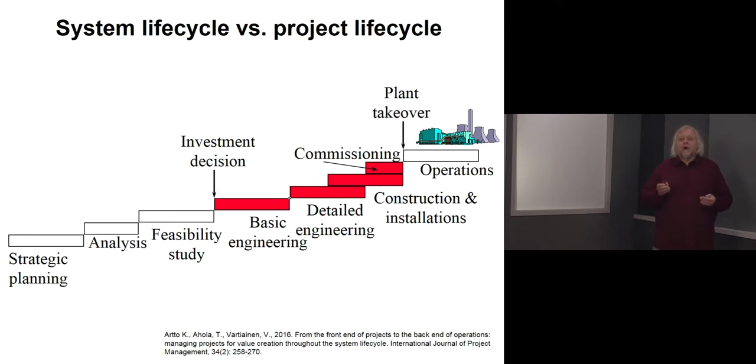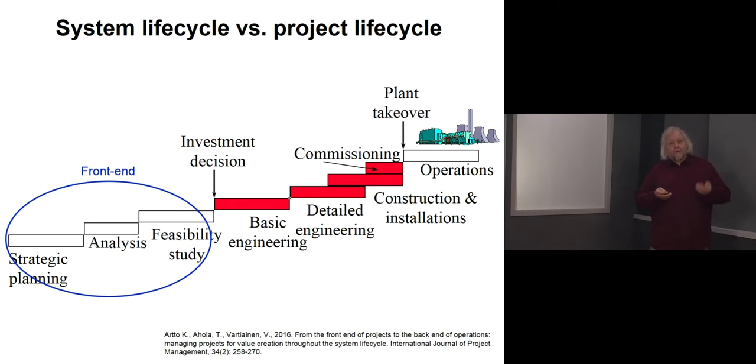Now in this picture, we have used red color to describe the project life cycle, and then we have provided an understanding of much earlier phases, very early before the project or the investment implementation has started, and then the back end, or the later parts of operations after the project has been completed. But it's still the life cycle of the same system in a way. So the front end refers to early phases, either in the system life cycle or project life cycle, however you like to interpret it, and the back end refers to late phases.